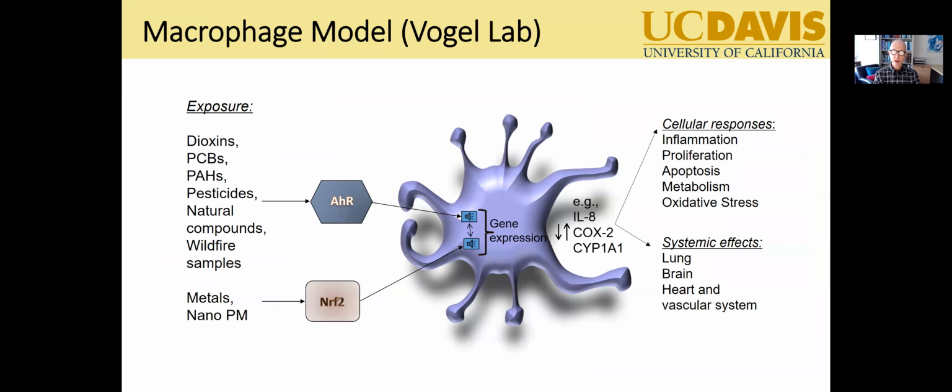The second cellular model that we're working with is out of Chris Vogel's lab. It's a respiratory macrophage model, and the idea is that chemicals, once again, it's mediated by this aryl hydrocarbon receptor, but then what we're looking for are genetic markers in either increase or decrease in the expression of IL-8, COX-2, or CYP1A1. These are markers of inflammation, apoptosis, metabolism, oxidative stress, and other things that might be problematic.